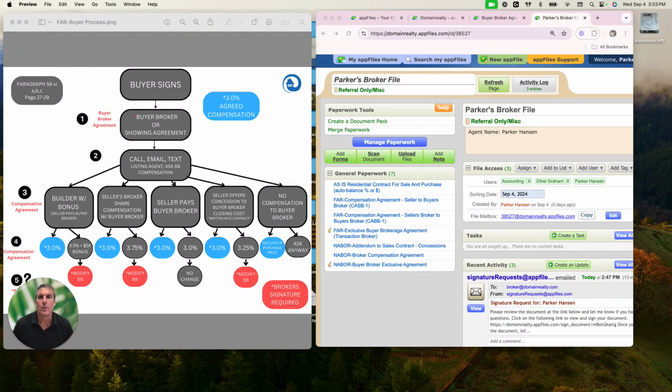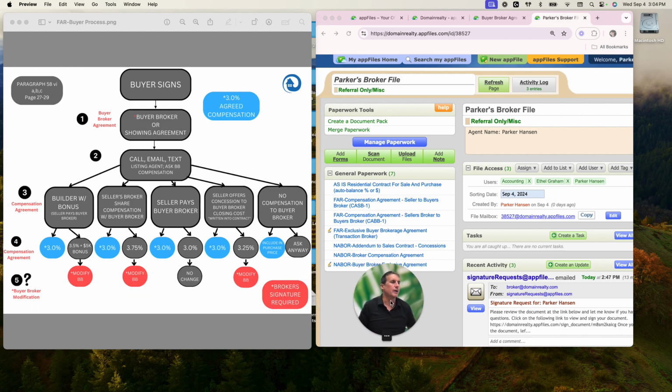What form do I use? What form do I use for broker compensation? How do I get paid other than the buyer paying me for my buyer broker fee? All right, well, this goes hand in hand with our original chart right here.